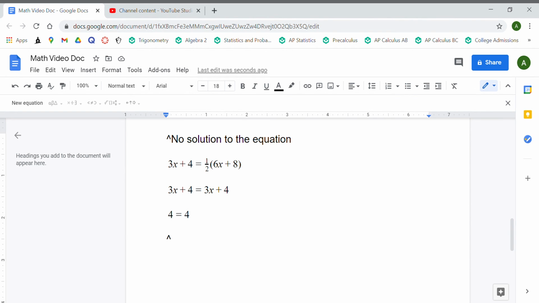So, this is a scenario where we have infinite solutions. In other words, if you plug in any real number for x, you will always have a matching equation. Pretty weird how stuff works sometimes, right?